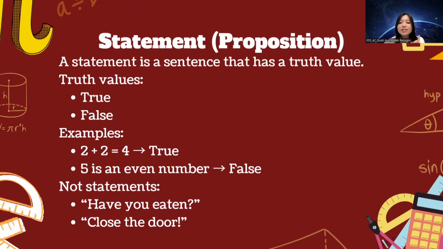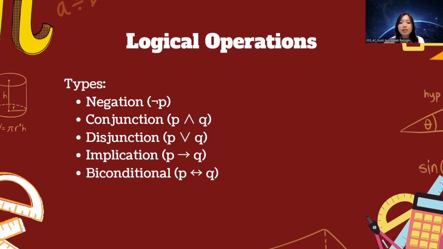Now look at these sentences. Have you eaten? Close the door. Are they statements? Okay, that's correct. They are not statements because they do not have truth value. One is a question and the other is a command. Next, we will learn about logical operations. There are five main types: negation, conjunction, disjunction, implication, biconditional. Please write them in your book.